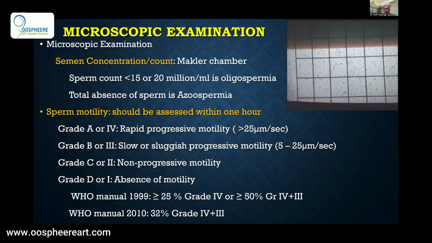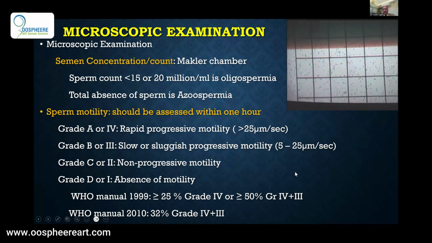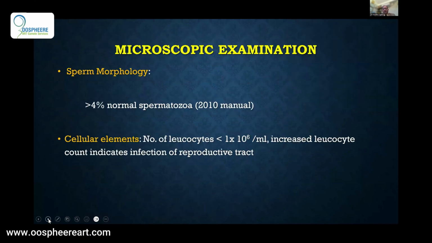Grade 2 is non-progressive motile sperm, and third is absence of motility. Though we cannot calculate their speed, generally what I suggest is you start doing your own sperm assessment or semen analysis. You will be a master in it. Within 30 seconds, you can really count and assess the motility.